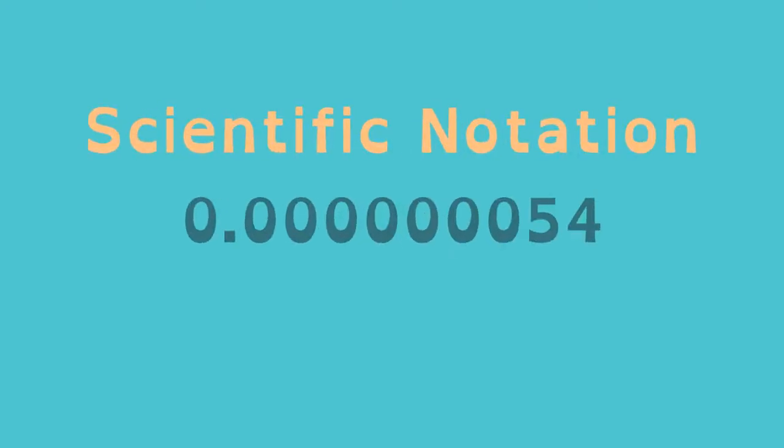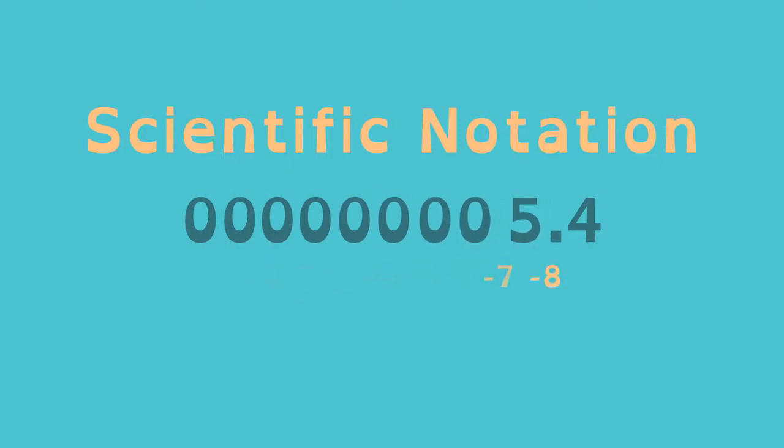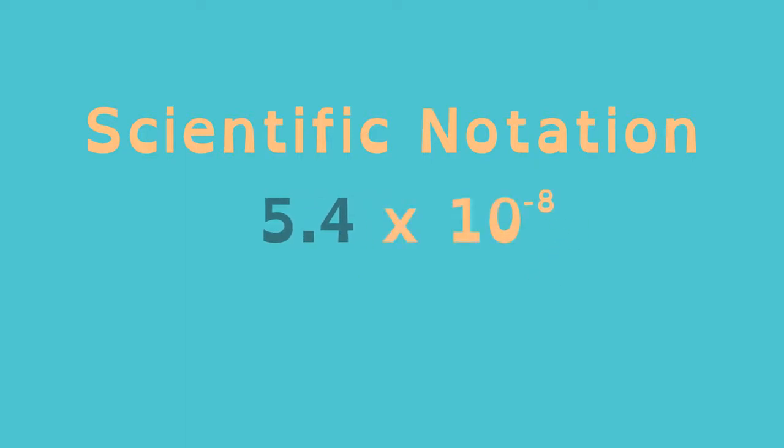Scientific notation is written as a product of a number and a power of 10. Here's a number in decimal notation. That's a small number. Time for scientific notation. First, move the decimal over until there's just one non-zero digit to the left of the decimal point. The exponent indicates how many places the decimal point has moved to the right.